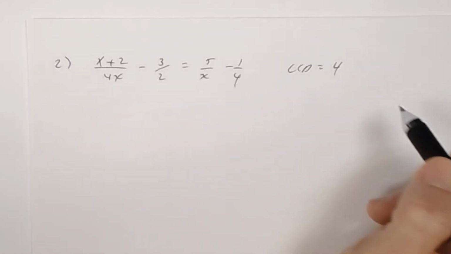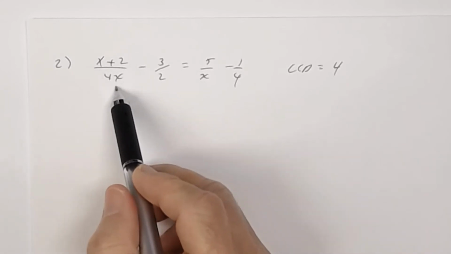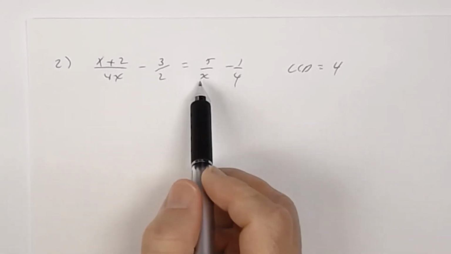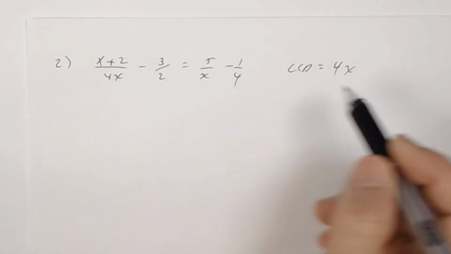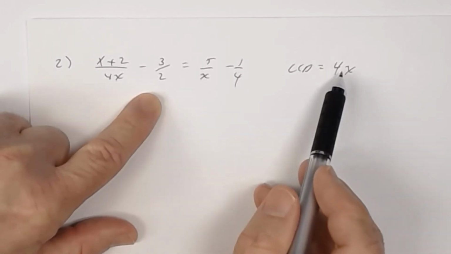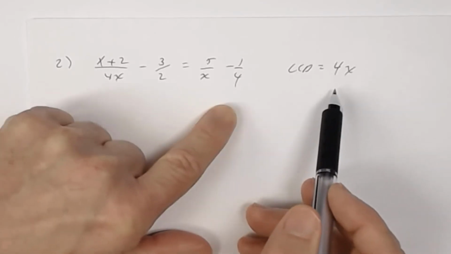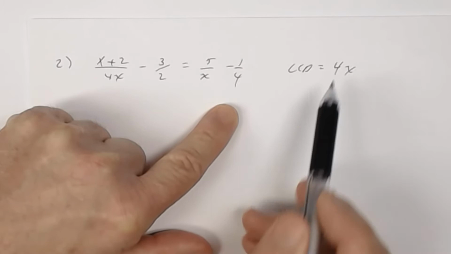So far, my least common denominator has the factor of 4. Now look at your variable. So this is a factor of x, this is a factor of x, so I need x. And it makes sense because 4x goes into 4x, 2 goes into 4x because 2 goes into 4, x goes into 4x because x goes into x, and then 4 goes into 4x because 4 goes into 4.